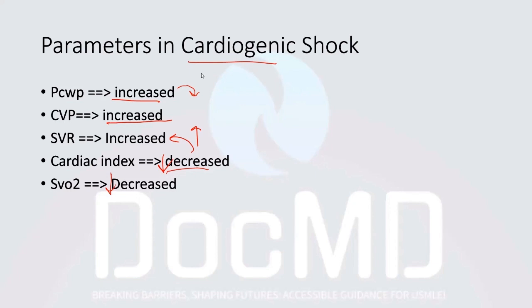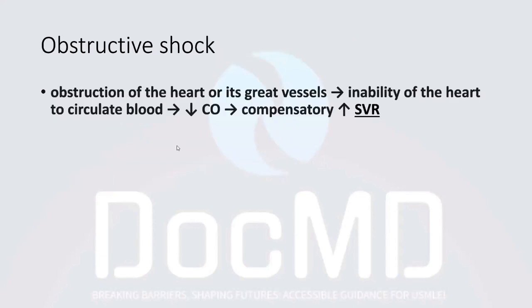Okay, so now we've got cardiogenic shock and hypovolemic shock out of the way. We'll go on to the next one, obstructive shock. What happens in obstructive shock is that there's nothing directly wrong with the heart in this case, but there's some sort of obstruction on the heart or the great vessels, and the great vessels could be the aorta, the venous system, anything which is impairing the ability of the heart to circulate blood.